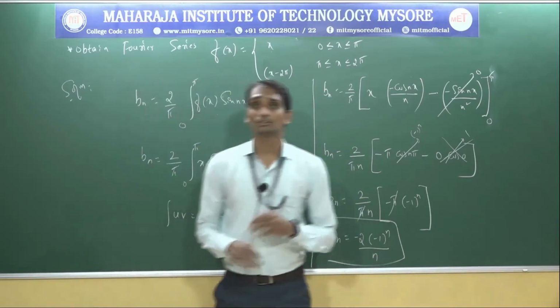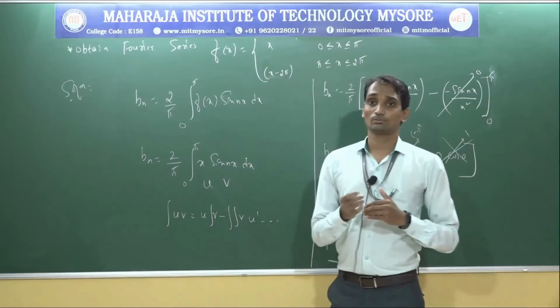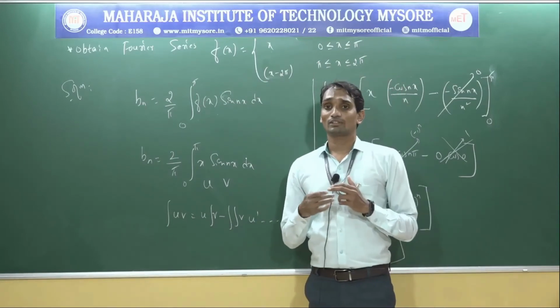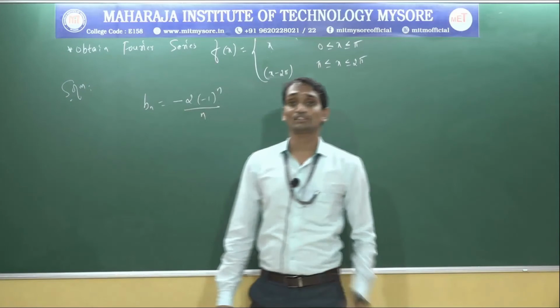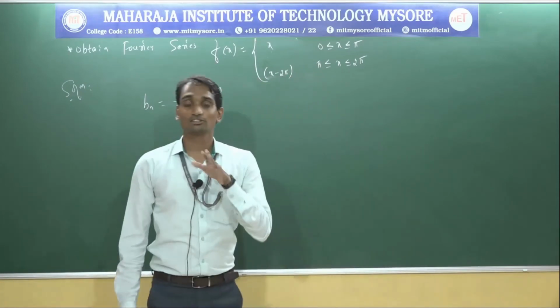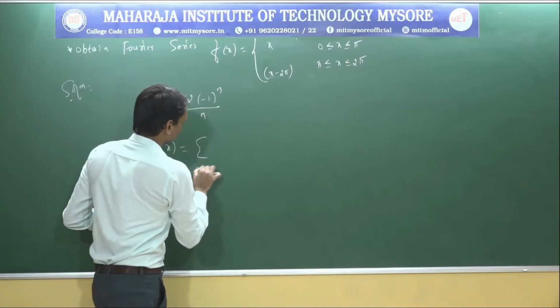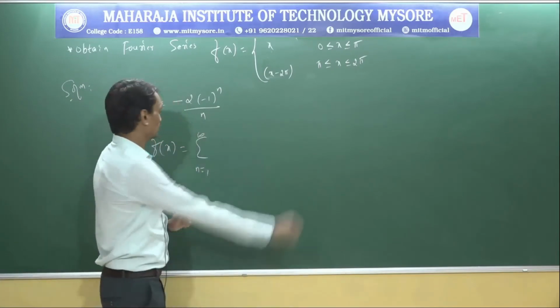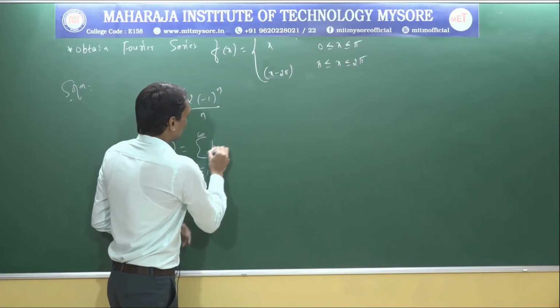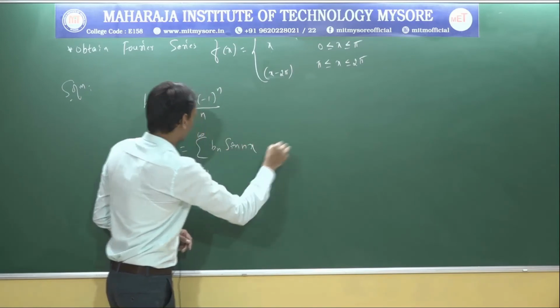After getting this bn value, we need to substitute in the Fourier series expansion. a0 and an are 0 because it is an odd function. Now you got bn as minus 2 into minus 1 power n divided by n. Now we substitute in the Fourier series expansion, that is f of x equal to summation from n equal to 1 to infinity bn into sin nx.